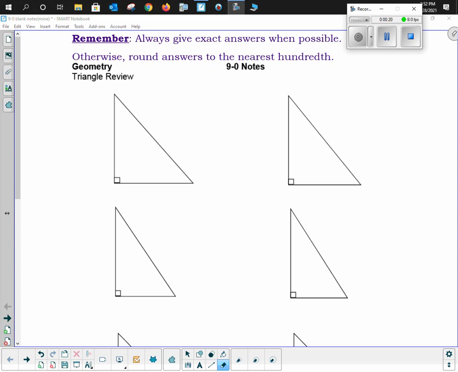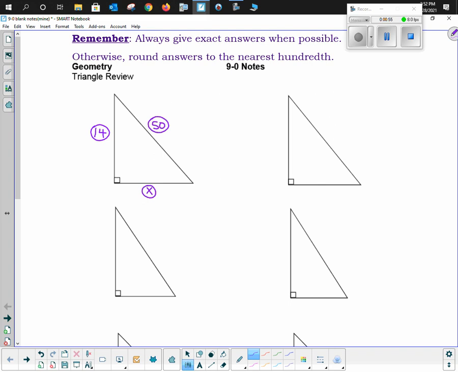Always give exact answers when possible, right? So if it's possible, I expect like √3, not a rounded decimal, okay? So exact answers when possible. If it's not, it's going to say otherwise round answers to the nearest hundredth. I know you guys don't necessarily have a bunch of different colored pencils or pens, so I'm going to try to stay in the habit of just circling what I am giving you versus the work. So on this right triangle, let's say I'm giving you 14 for that length, 50 for that length, and I want you to find x.